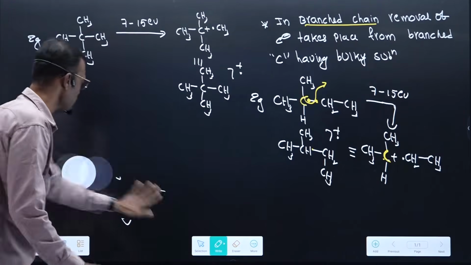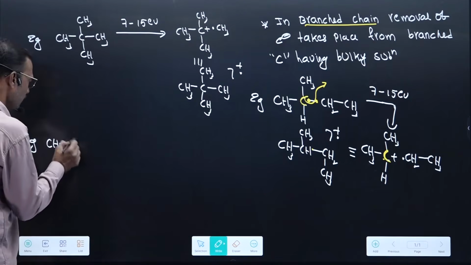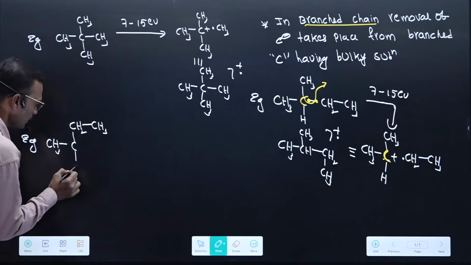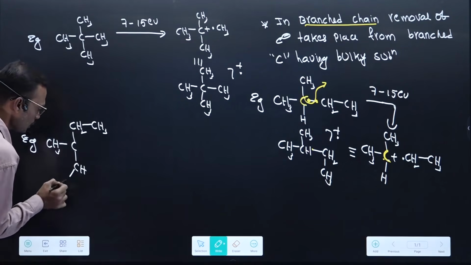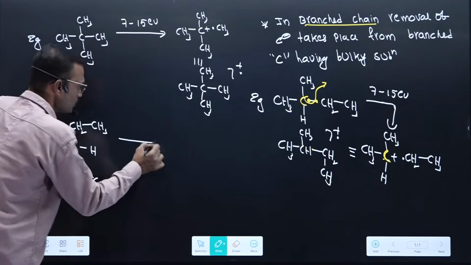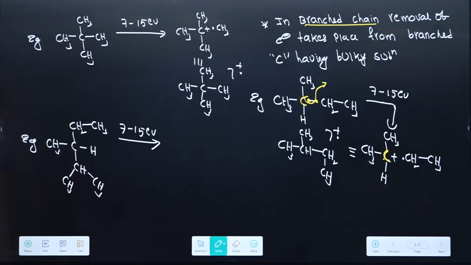Now see one more example. Try to understand clearly. This is methyl, and here I am writing ethyl, CH3. Then here I am writing isopropyl, CH, CH3, and here one more CH3, and here I am writing hydrogen. Now, if you understand the concept, you can give the answer. 7 to 15 electron volts. So, where will you generate the molecular ion? Isopropyl. Can I generate from below?